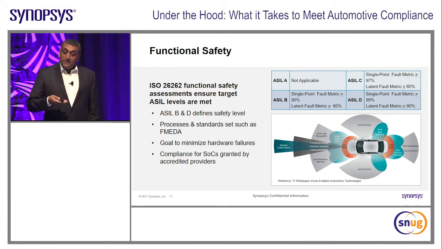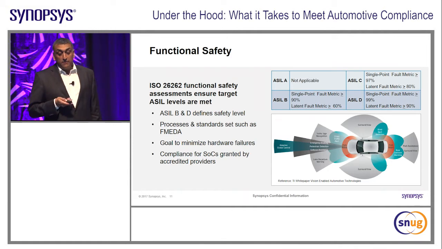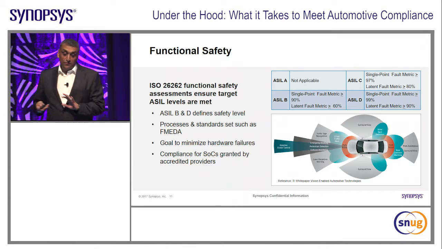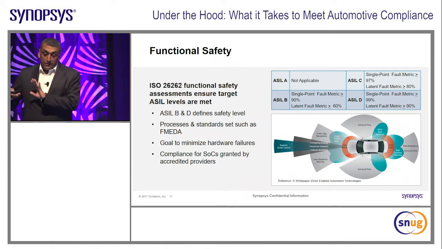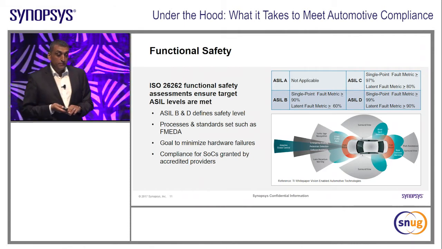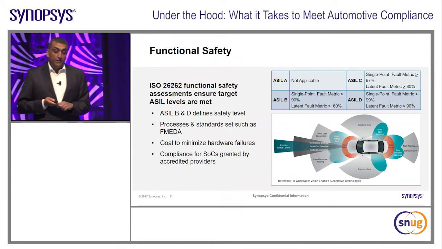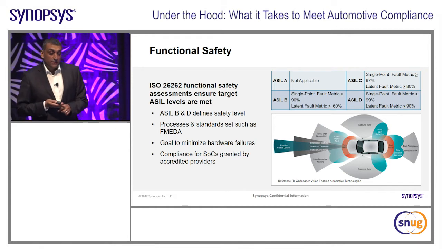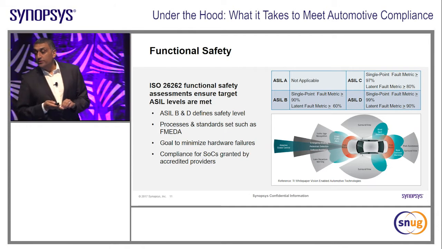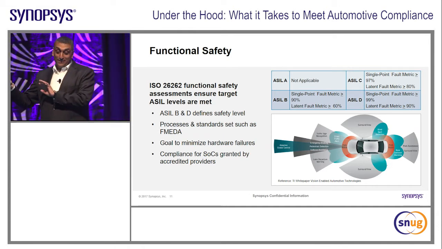Now, it gets a little bit more complicated than that. There are 4 safety levels, ASIL A, B, C, and D. And typically, D is the most secure, most reliable, and A is the one that's very similar to a consumer application. So ASIL defines the safety level. Within functional safety, you have processes and standards, and these are set by FMEDA. So FMEDA is failure mode, effects, diagnostics, analysis. Don't worry, we'll get into more detail about these things in a minute.